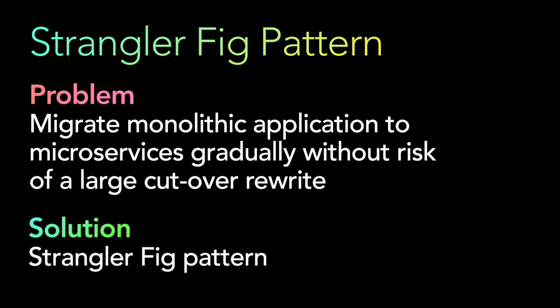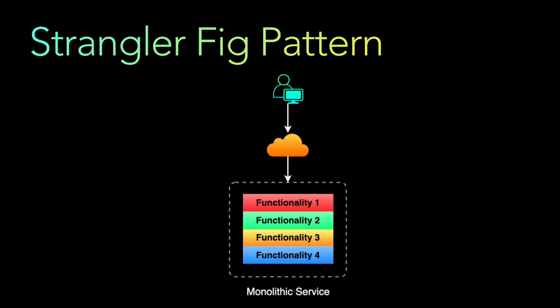So let's look at how a strangler fig pattern will work, taking a hypothetical example, right? So let's say we have a monolithic service. This monolithic service has four functionalities. Okay, functionality 1, functionality 2, 3, and 4. Functionality or feature, whatever you can call it, right? The request is coming via the internet and reaching your monolithic service, and the monolithic service is handling whatever the feature or the use case that is being requested, right?